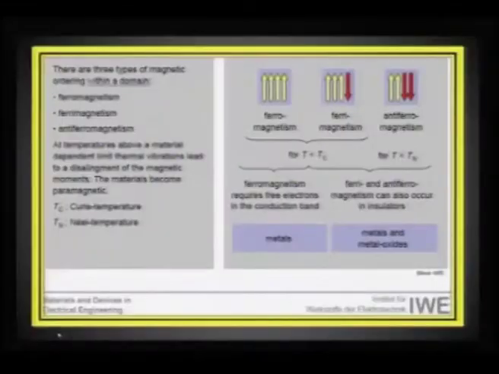Now, the main thing that governs all these three groups of compounds, ferro, ferri and antiferromagnetic materials, is the presence of a magnetic domain, which is not a crystallite or a structural domain. It is the magnetic correlation present within the material that makes these materials very rich in their chemistry. At temperatures above a material dependent limit, thermal vibrations lead to disalignment of the magnetic moments.